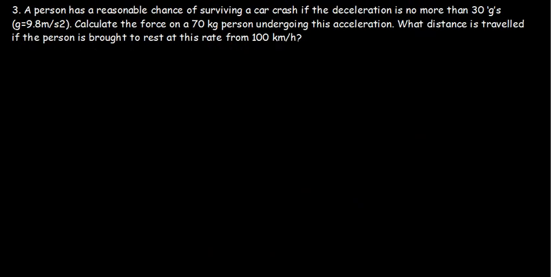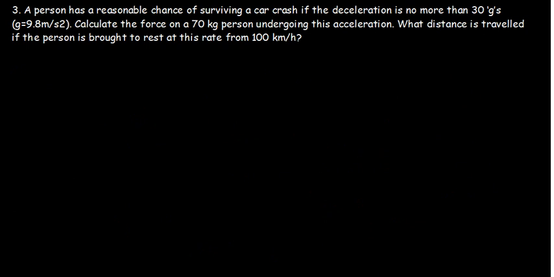The next question is saying a person has a reasonable chance of surviving a car crash if the deceleration is no more than 30 Gs. In brackets we've been given that g is 9.8 meters per second squared. Calculate the force on a 70 kg person undergoing this acceleration. What distance is traveled if the person is brought to rest at this rate from 100 kilometers per hour?